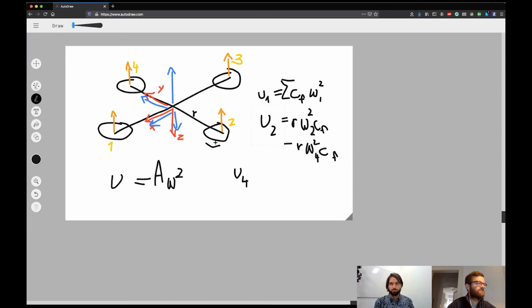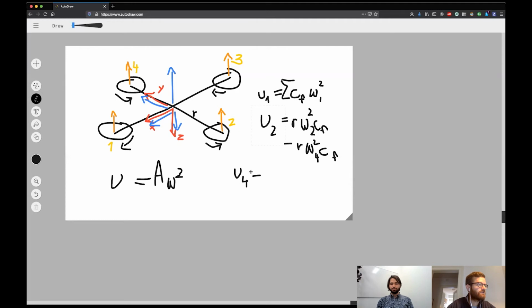So usually this is alternating. For example, this rotor omega 2 rotates, in that case, counterclockwise. Omega 3 rotates clockwise. Omega 4 again rotates counterclockwise. Sorry, other way around. No. Omega 1 again rotates clockwise.